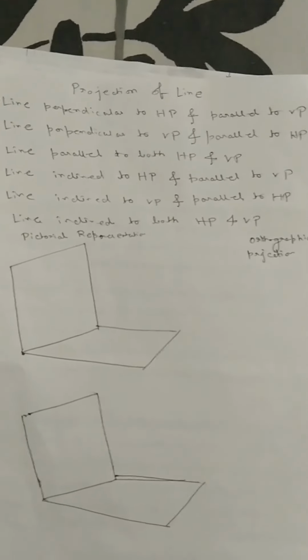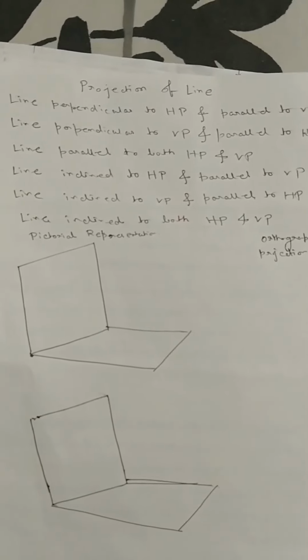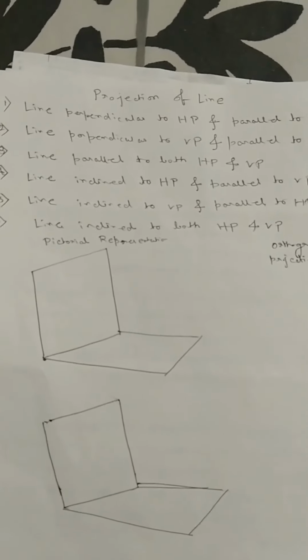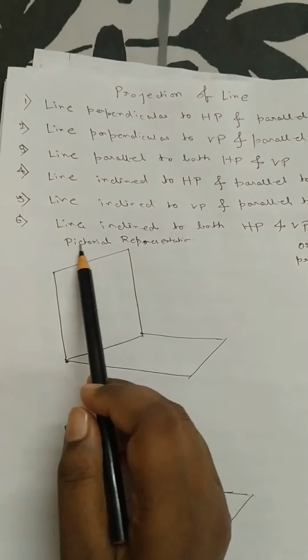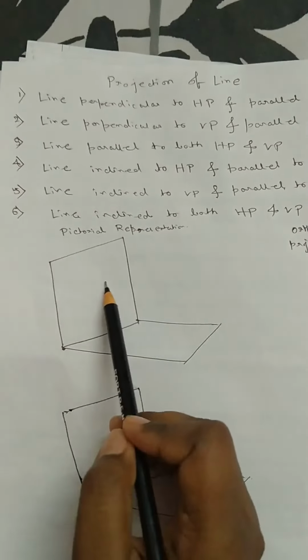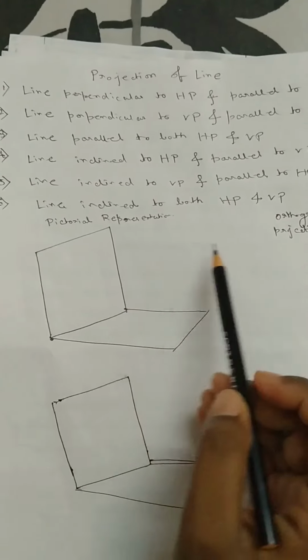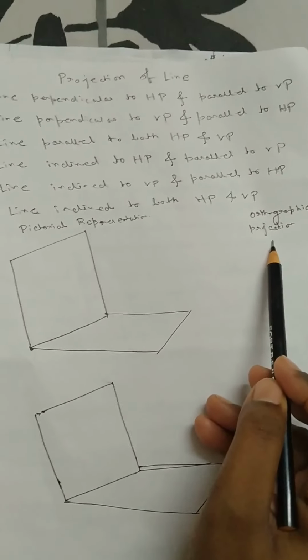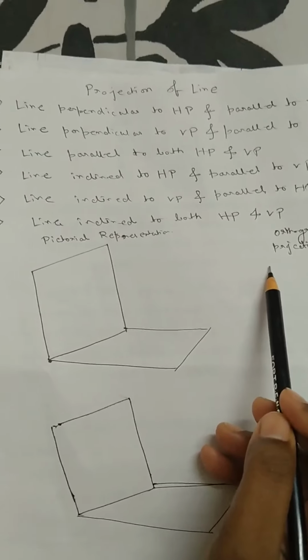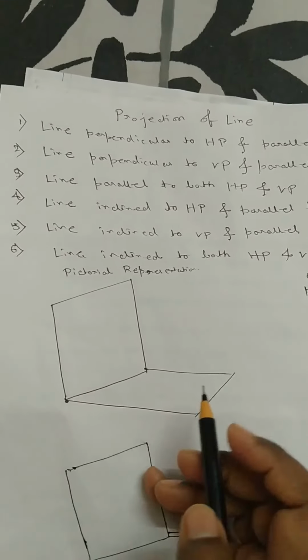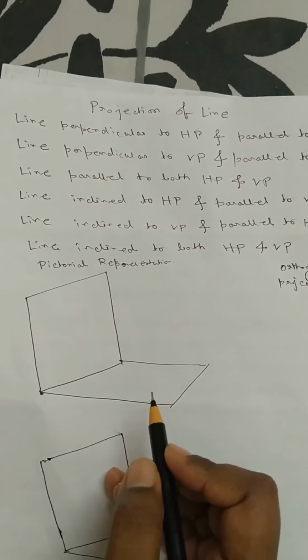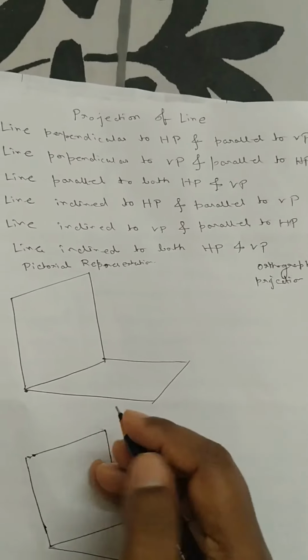Today we are going to start projection of line. We will discuss 6 different lines over here. I have already drawn the pictorial representation, that is your 3D view, and I am going to draw orthographic projection, that is your 2D view. Let's start with your first line, that is line perpendicular to HP and parallel to VP.